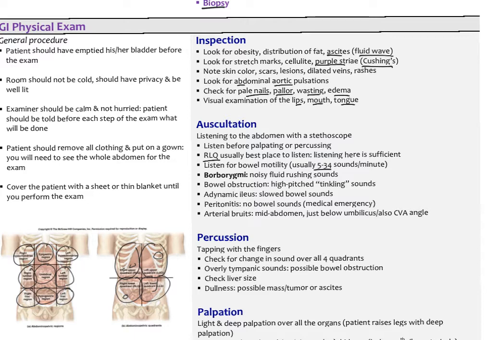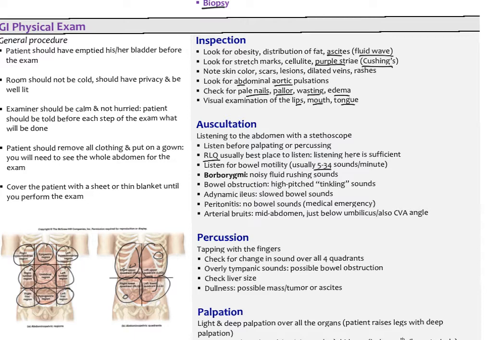And that just means the bowels are moving, everything's good. If there's dysmotility or amotility, there's no motility, which can happen in ileus and different conditions. You won't hear any sounds with the stethoscope, and that's not a good sign. Borborygmi are the noisy fluid rushing sounds that you'll hear with the stethoscope.